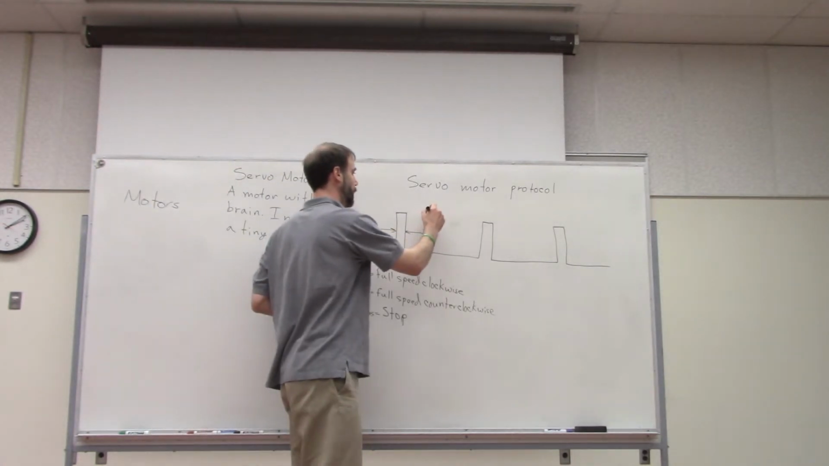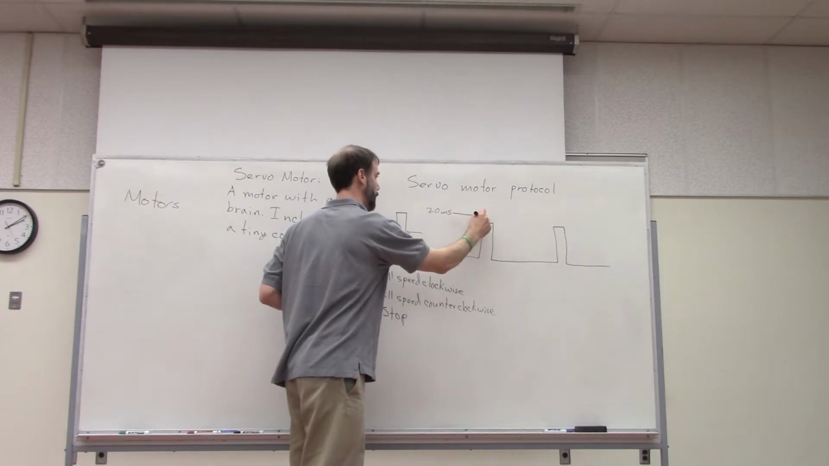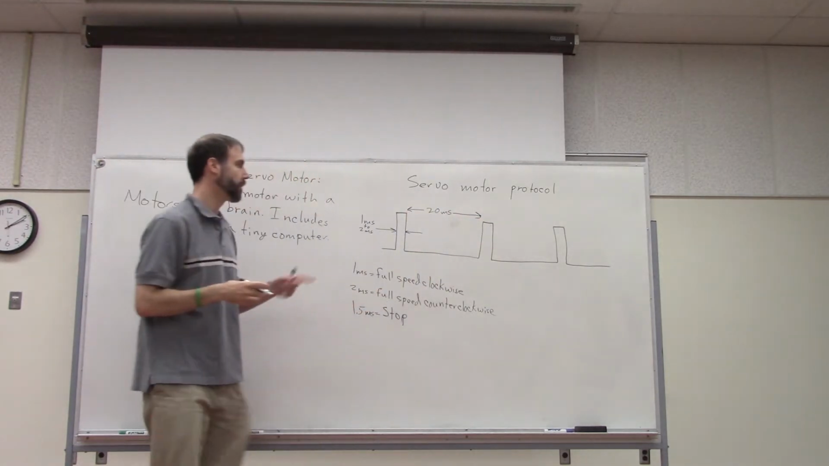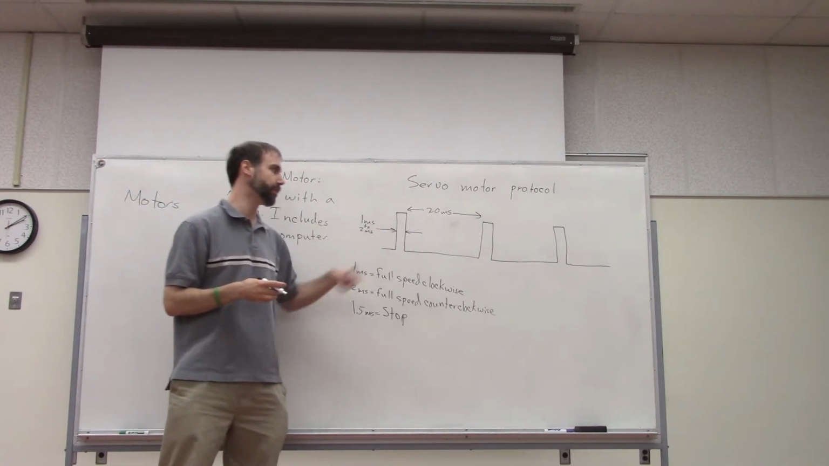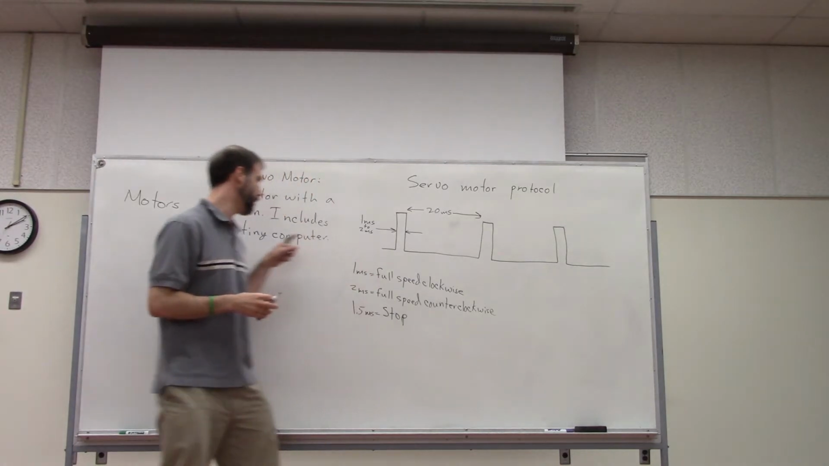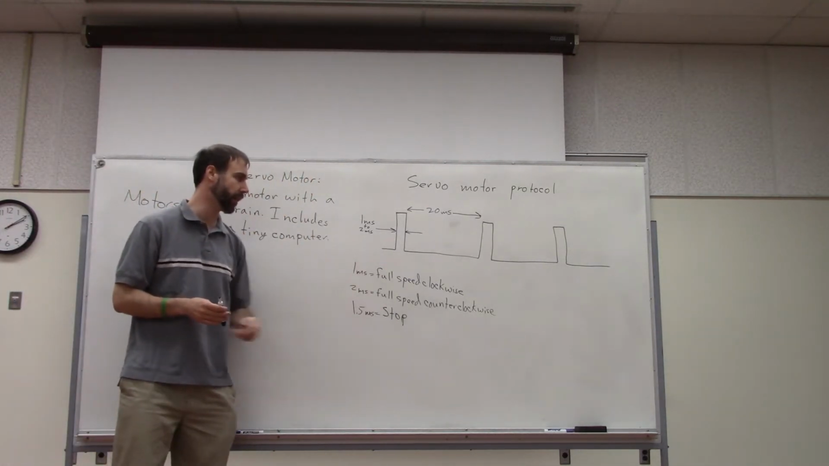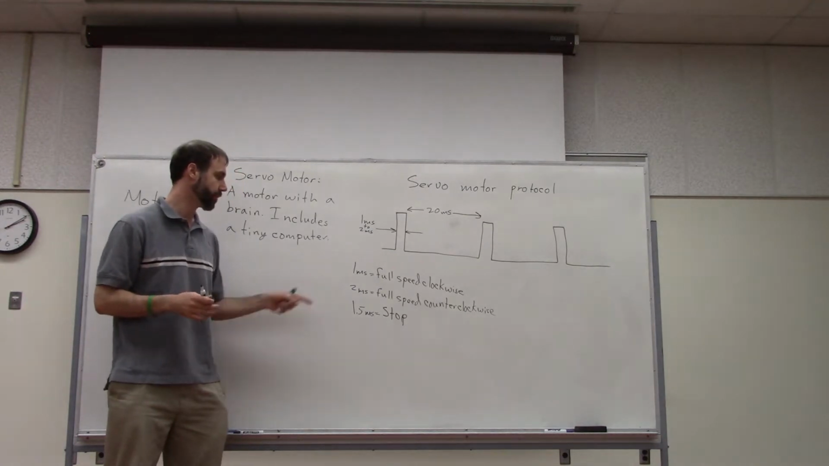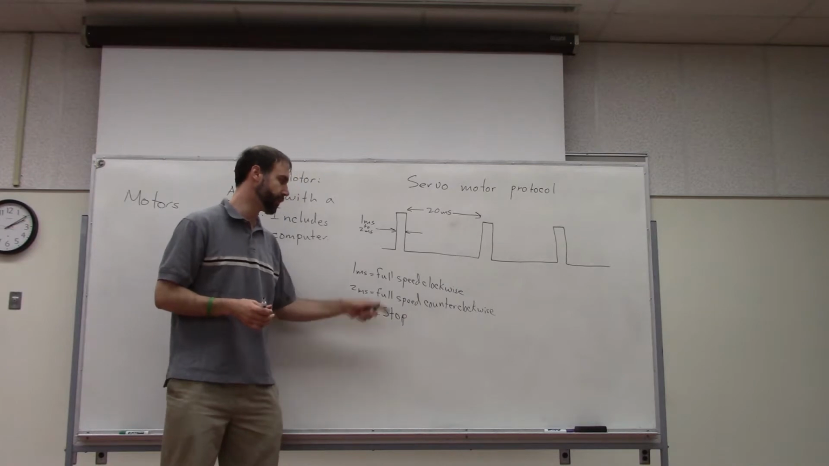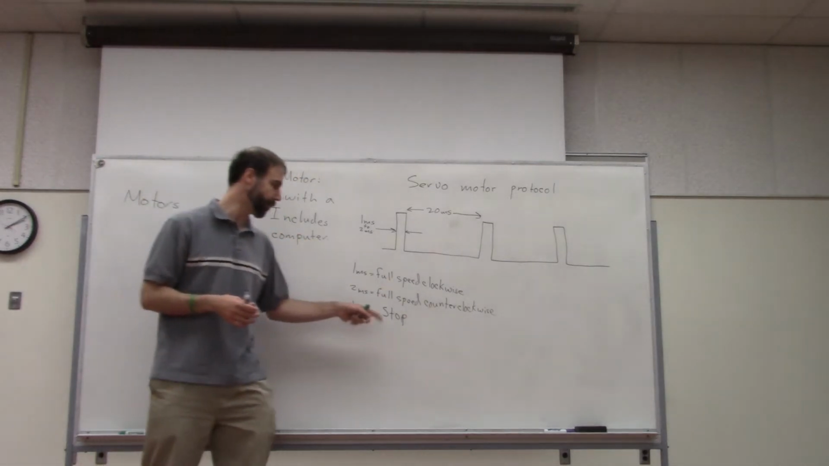And then there are 20 milliseconds in between each pulse. So every 20 milliseconds we send out one of these pulses. If it's 1 millisecond long, the little computer brain reads that and says, aha, I should be going as fast as I can in the clockwise direction. If it's 2 milliseconds long, it says, aha, I should be going as fast as I can in the counterclockwise direction. If it's 1.5, it should be stopped.